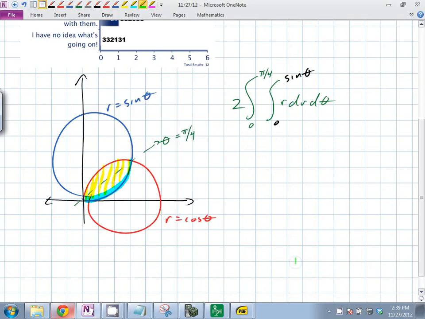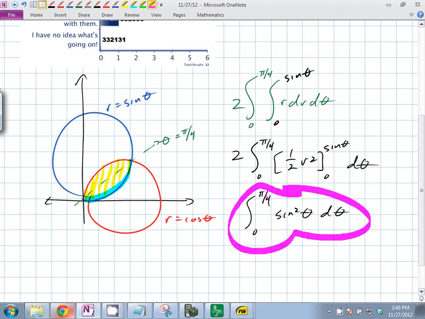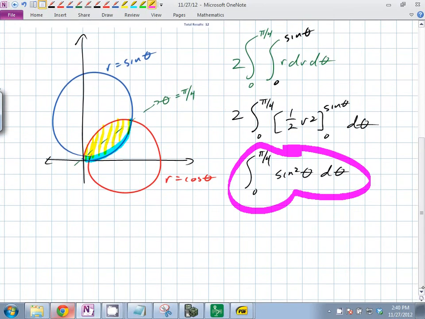Okay, so here we go. So we end up with 2 times the integral from 0 to pi over 4. And then you end up with what? 1 over 2 r squared from 0 to sine theta of d theta. Correct? This entire question comes down to this integration right there. Exactly. So what does this turn into? Oh, sorry, not 0 to pi over 4. But if you evaluate this, what do you end up with?